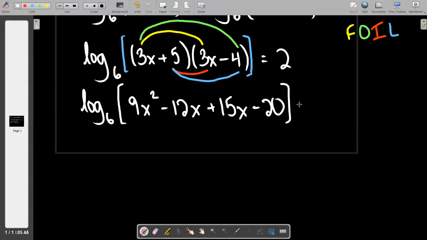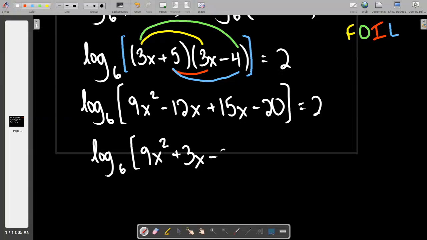And then the last thing, of course, that I would want to do is clean this up before I begin solving the end of the problem. So I'm going to rewrite this now in its final state as log base 6 of 9x squared plus 3x minus 20. And we arrive at this point. And I really don't want to go on until I'm sure that you're okay with everything that's happened so far.